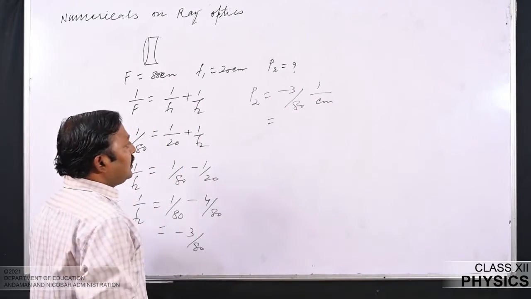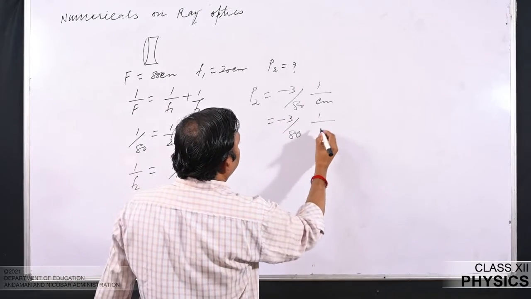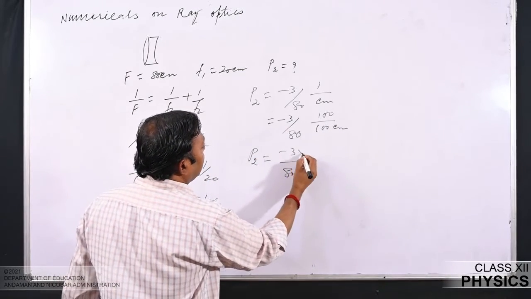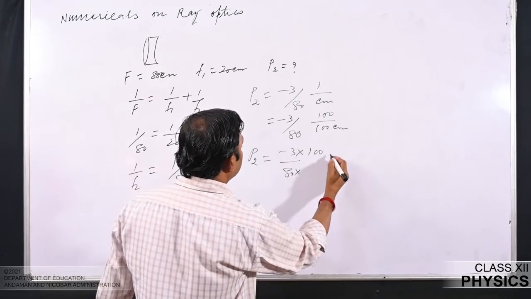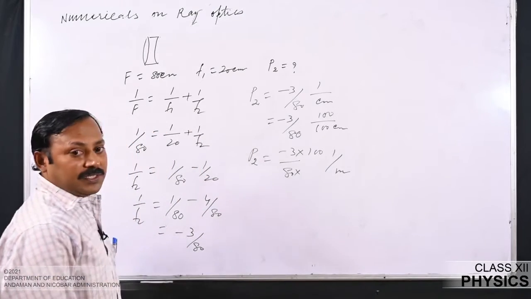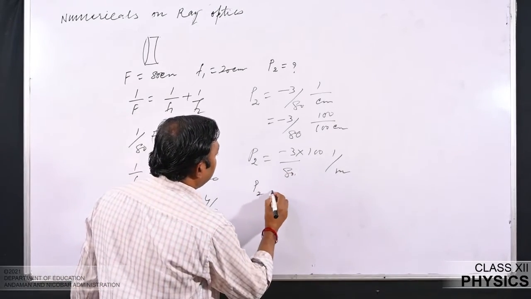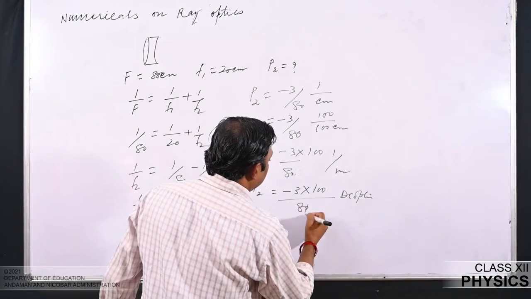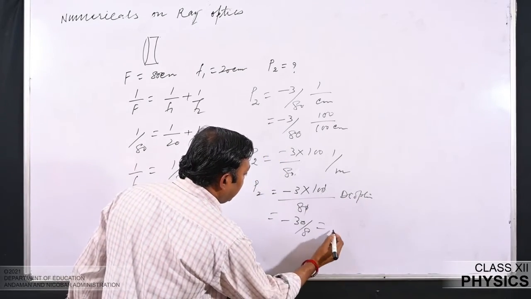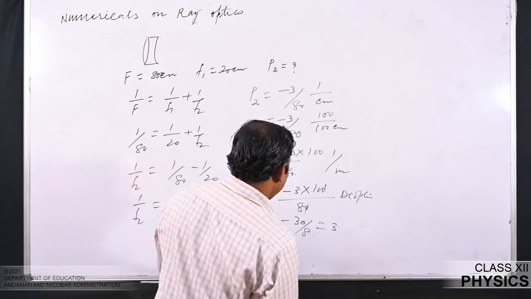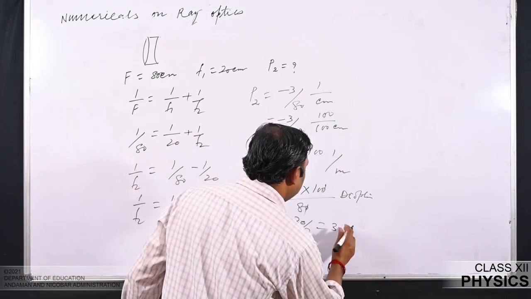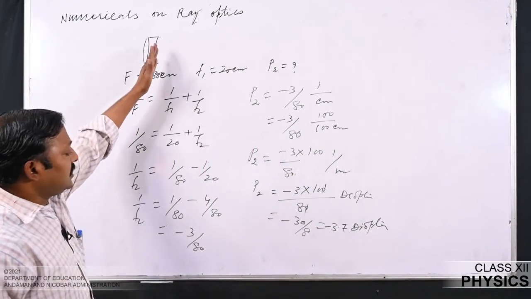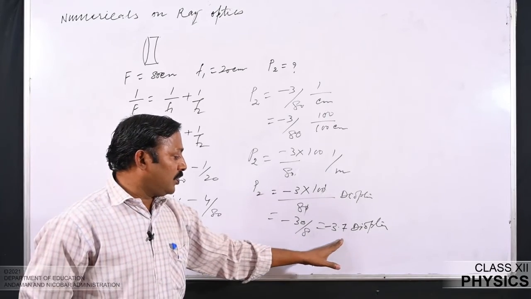So this can be converted into meter. Multiplying by 100 in numerator and denominator, we get P2 equal to minus 3 divided by 80 multiplied by 100, as 100 centimeter is 1 meter. So we get 1 by meter, and 1 by meter is diopter. So P2 equal to minus 3 into 100 divided by 80 diopter. The zeros cancel, so this gives minus 30 divided by 8, which is equal to 3.75 diopter with negative sign. So the other lens is a diverging lens whose power comes out to be minus 3.75 diopter.